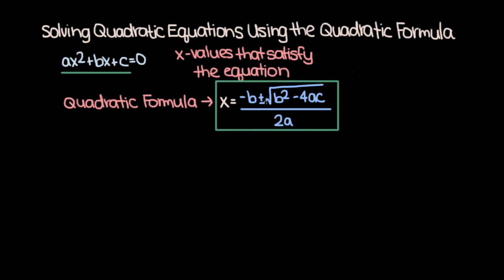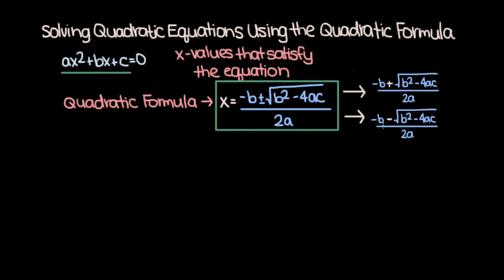Now, the next thing I want to explain is the significance of this plus or minus, and all that really is a shortcut for saying we have two solutions. The first of which is negative b plus the square root of b squared minus 4ac all over 2a, and the second of which is negative b minus the square root of b squared minus 4ac all over 2a.